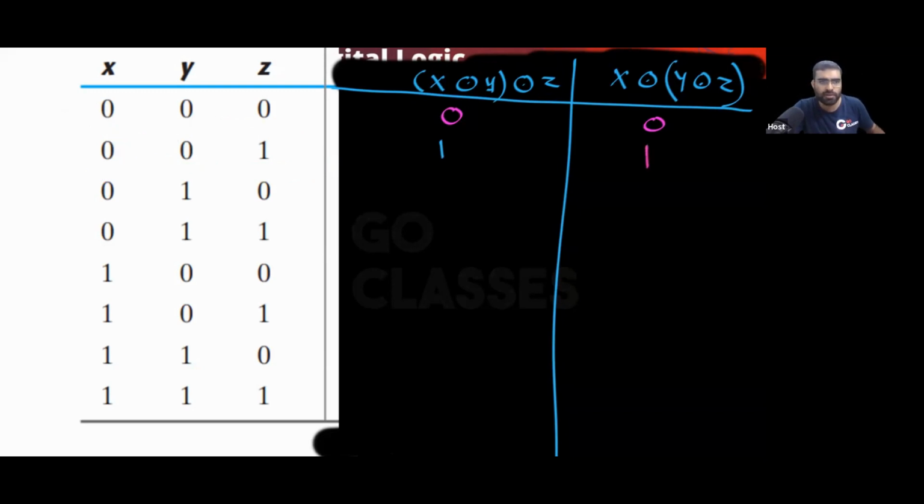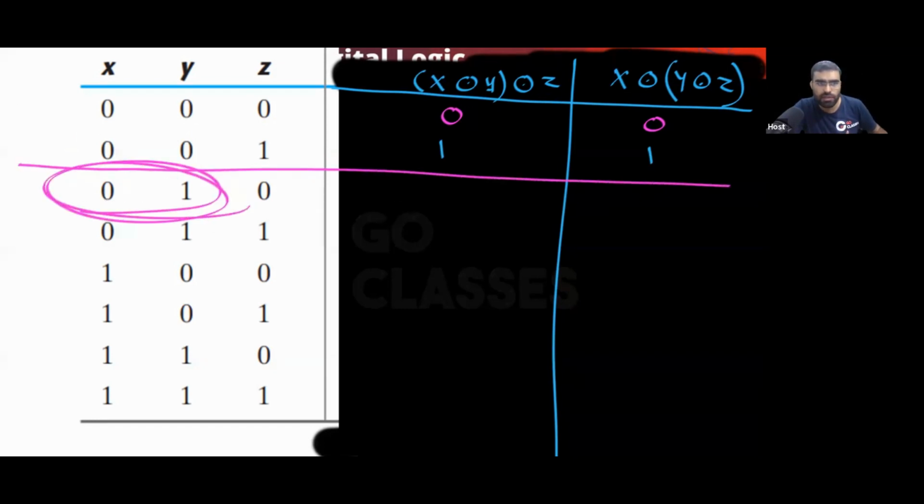Okay, so are you getting my point? You can do this for every row. Let me quickly do this. See here. First do the XNOR of these two. What is the XNOR of these two? X XNOR Y, that will be 0. And then you do 0 XNOR 0. That will be 1.